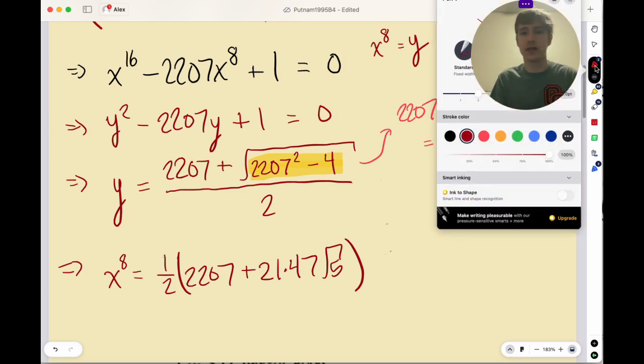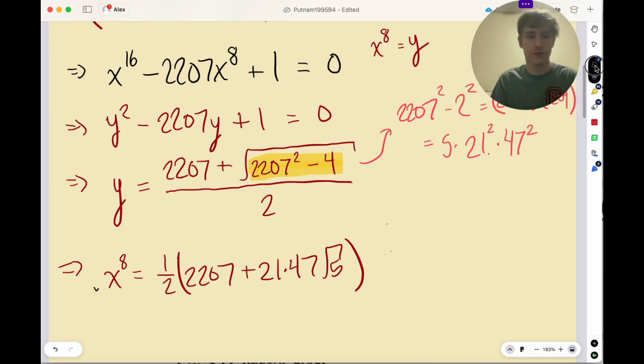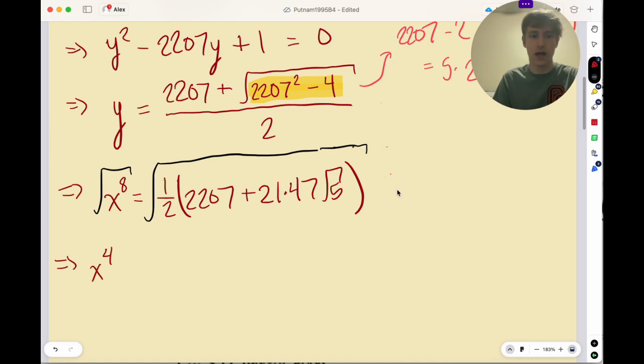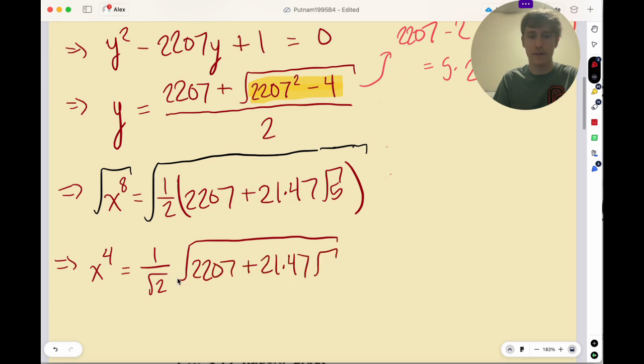The natural thing to do now would be to take the square root of both sides. Let's just mess around with what this is. On the left-hand side, this is going to be x to the 4th. And on the right-hand side, we have 1 over root 2 times this square root, 2207 plus 21 times 47 root 5. But then I'm going to go ahead and rationalize the denominator. The reason that I want to do that is I don't want this to be divided by a radical, because remember the overall solution was a plus b root c, where c is probably 5, all divided by d, where those are integers.